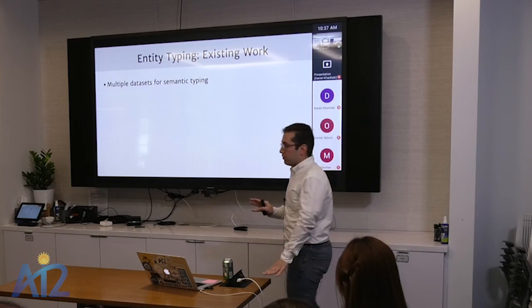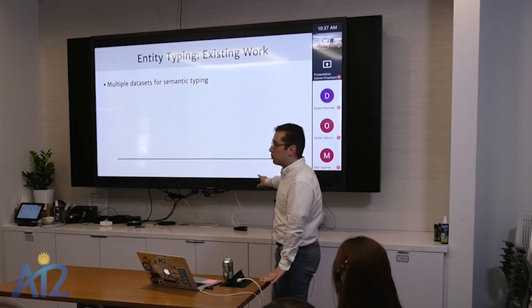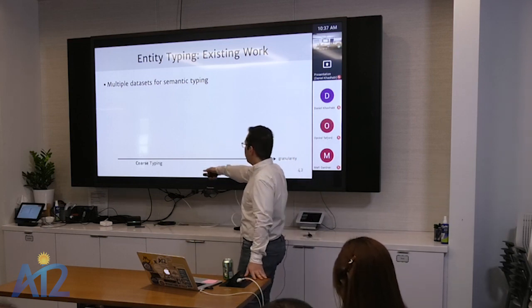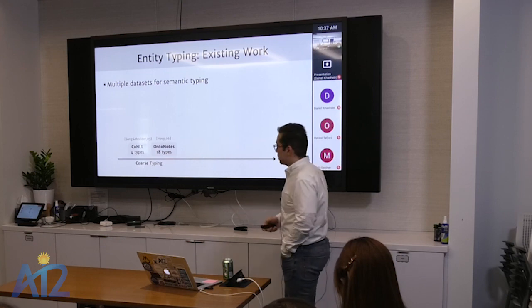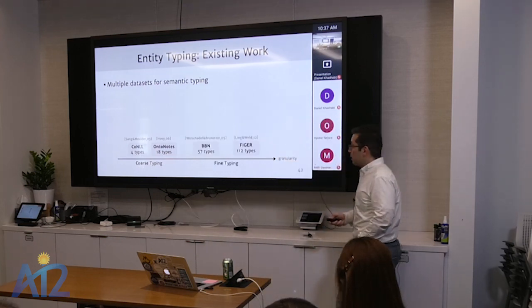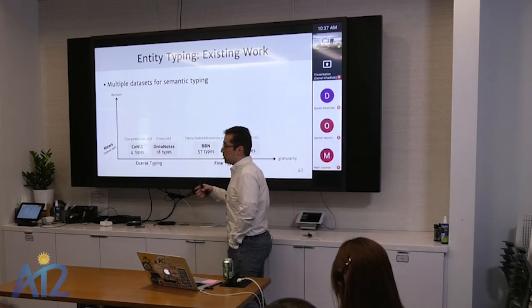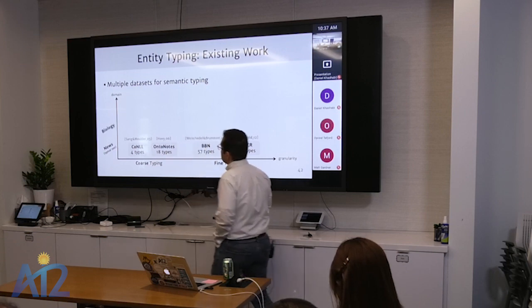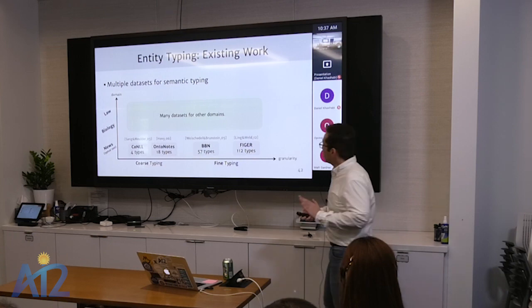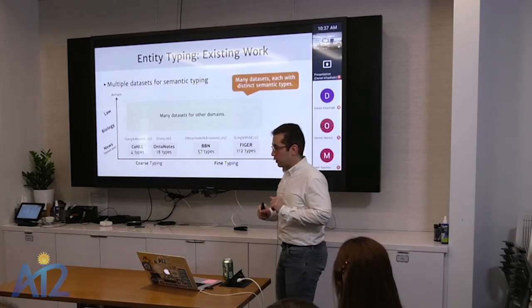What is the state of the field on this problem? If you look at the collection of datasets that people have developed over the years, we have all sorts of definitions for typing. We have coarse typing with a relatively small number of types. We have fine typing with many more types. And you can actually add an extra axis of domain here. Most of these are in the news domain. There are many other datasets developed for biology and law that I'm not going to mention. But basically the point is there are many different ways that you can define this task with different type definitions.